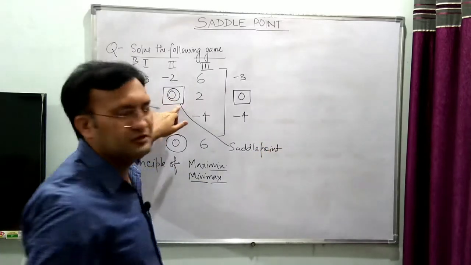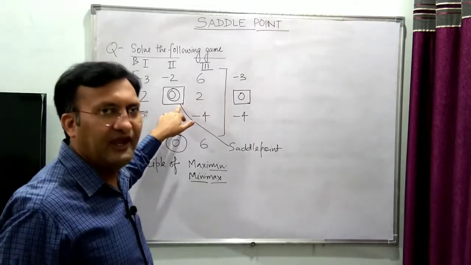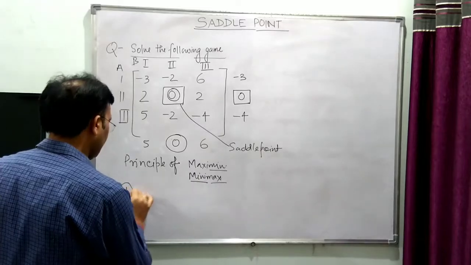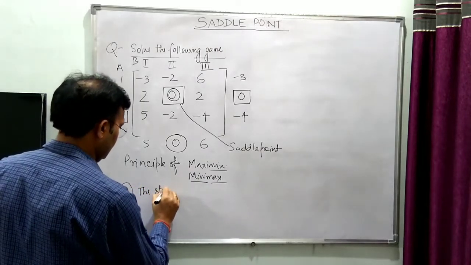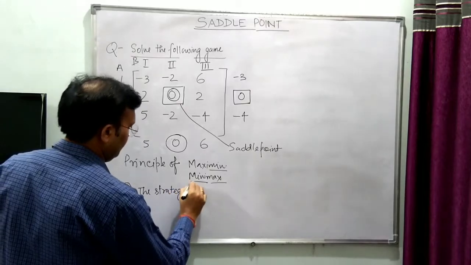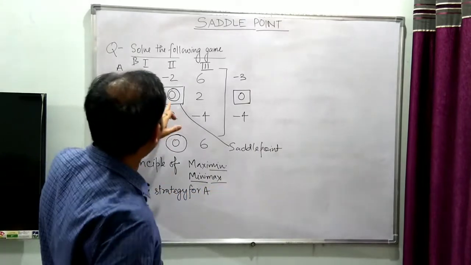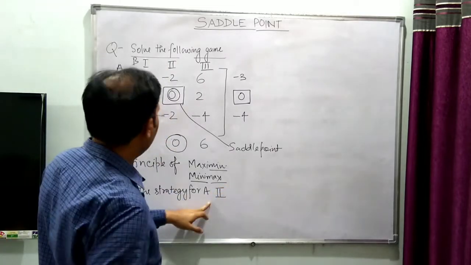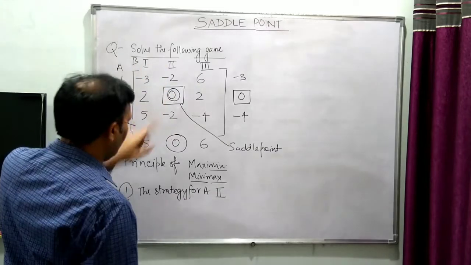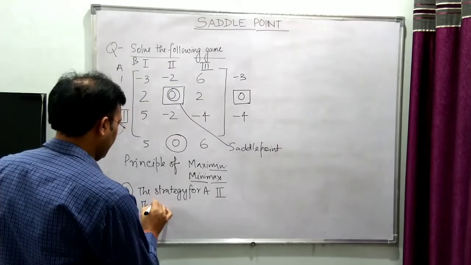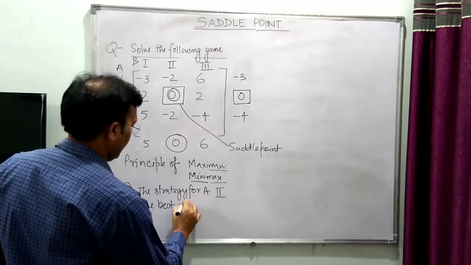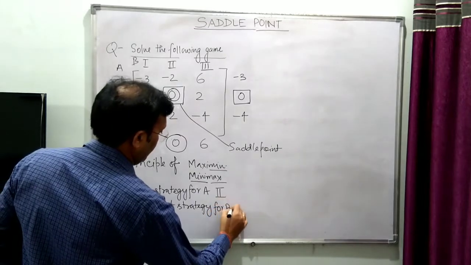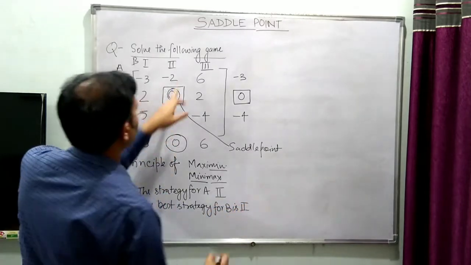right? And now we are going to find out the strategy for A and B and the value of the game. So let's see the strategy for A, right, is which one? Second, right? And the best strategy for B is also second. The best strategy for B is also second strategy, right?